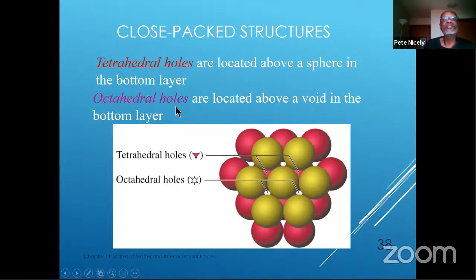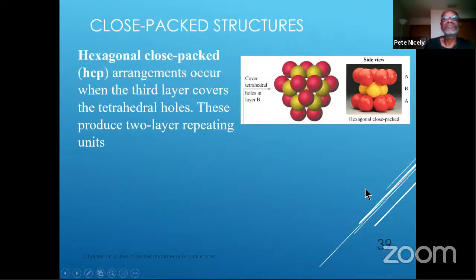And then we have the octahedral holes, which are located above a space in the bottom layer, which would be here, here, and here, all right? And it would be here if there's another sphere here, all right? So it's very important that you understand the difference between the octahedral hole and the tetrahedral hole in this structure. The reason that's important is because when it comes to stacking the next layer, there are 2 possibilities in terms of where those spheres will end up.